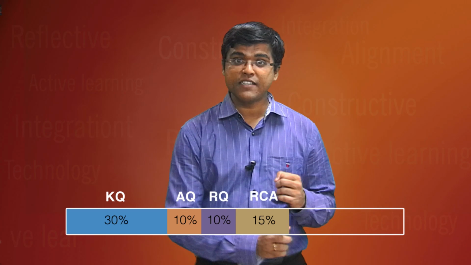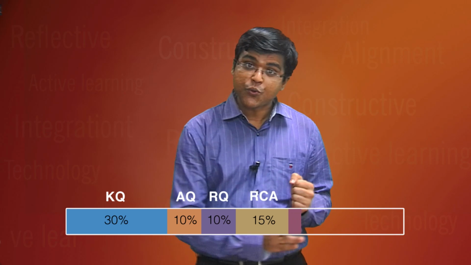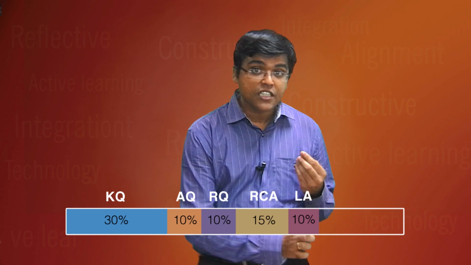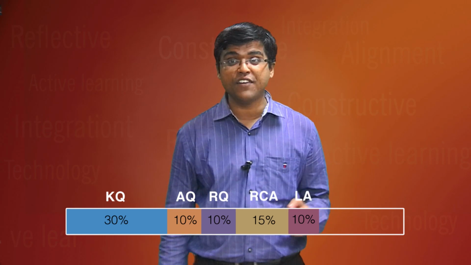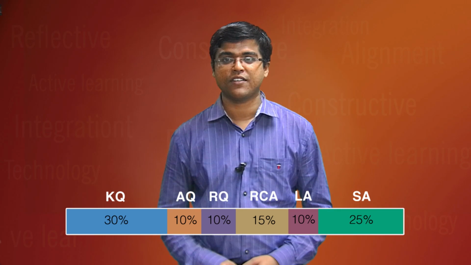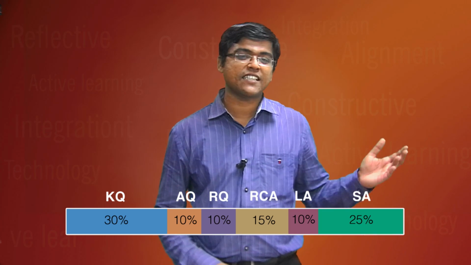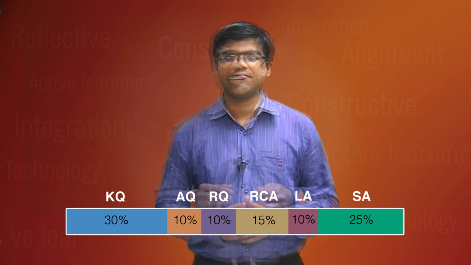The lab assignments, which will be released on the day of synchronous interactions, will contribute to another 10% in this total score. The summative assessment, which will be released in the final week, will contribute to the remaining 25% of your total score. You can consider these summative assessment as a final exam for the course.